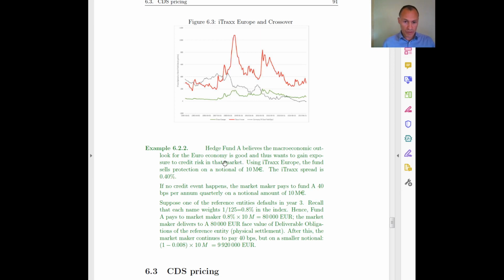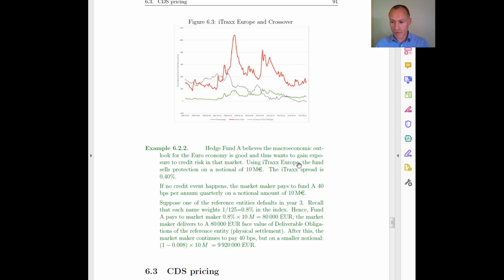What does that mean? You want to work like an insurance company. You want to sell protection because under your view, you will be collecting the premiums from the insurance, but since everything is going to go well, you do not expect to pay any default losses, right? So using this iTraxx Europe, you can very quickly act on that view, right?